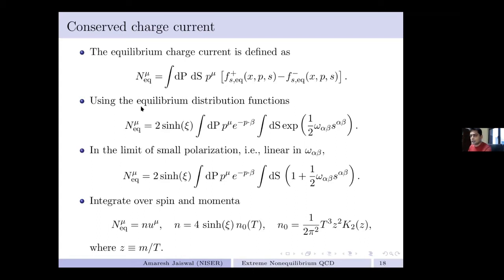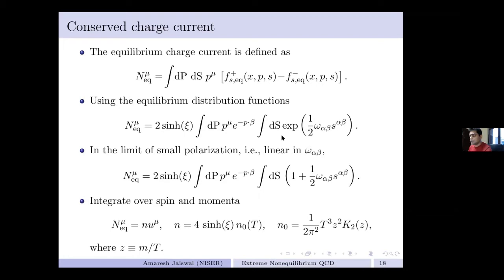Similarly, what one can do is use the form of the distribution function which we introduced and integrate over the degrees of freedom, so integrate over the spin and the momentum degrees of freedom. However, doing this integral turns out to be, in general, a bit problematic. Till now, we have not managed to do it in general.